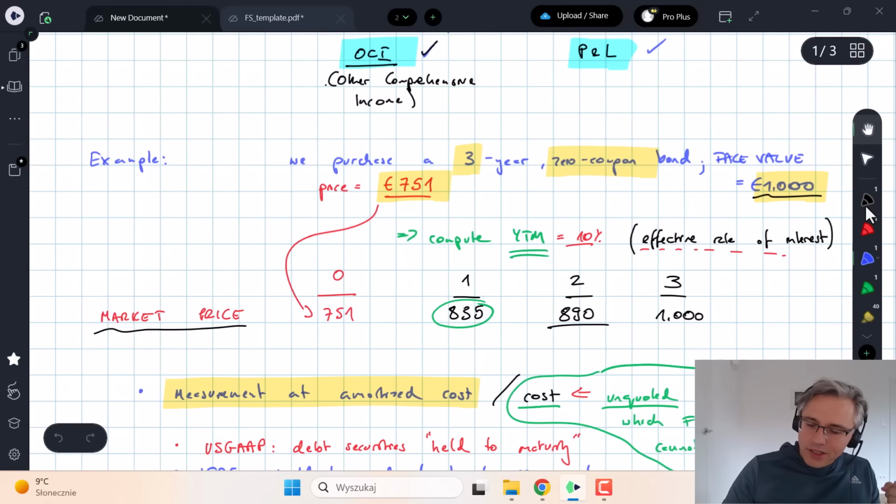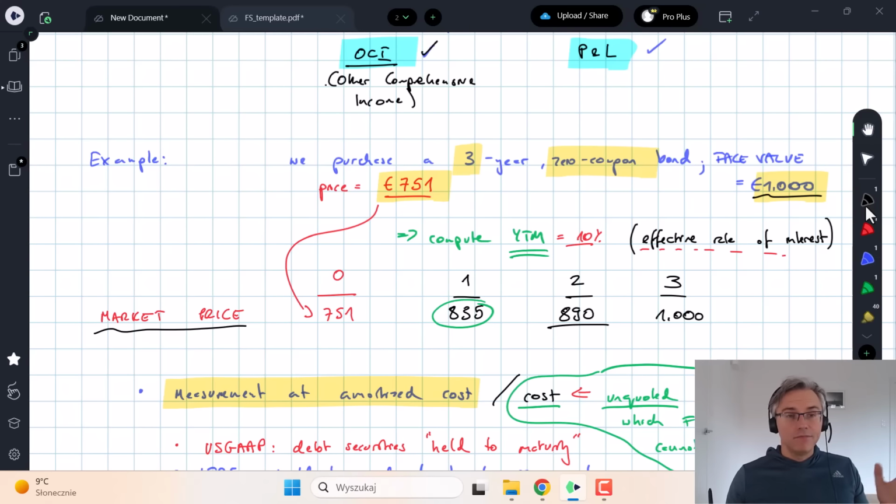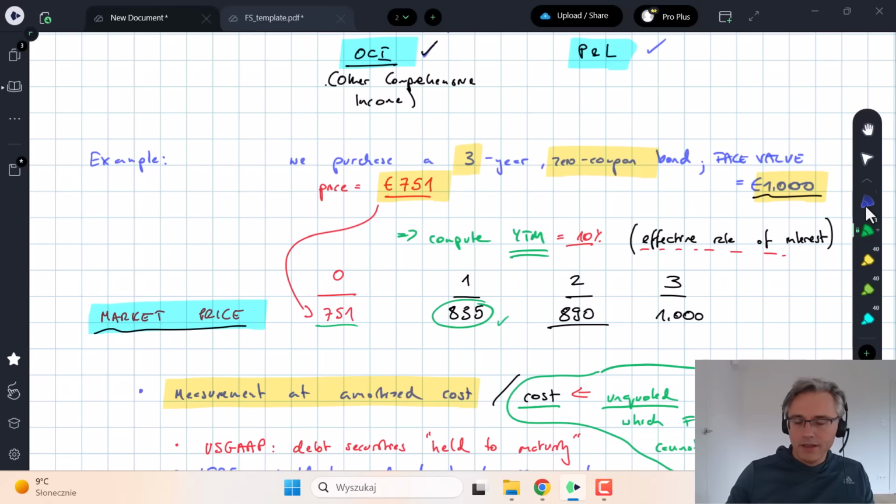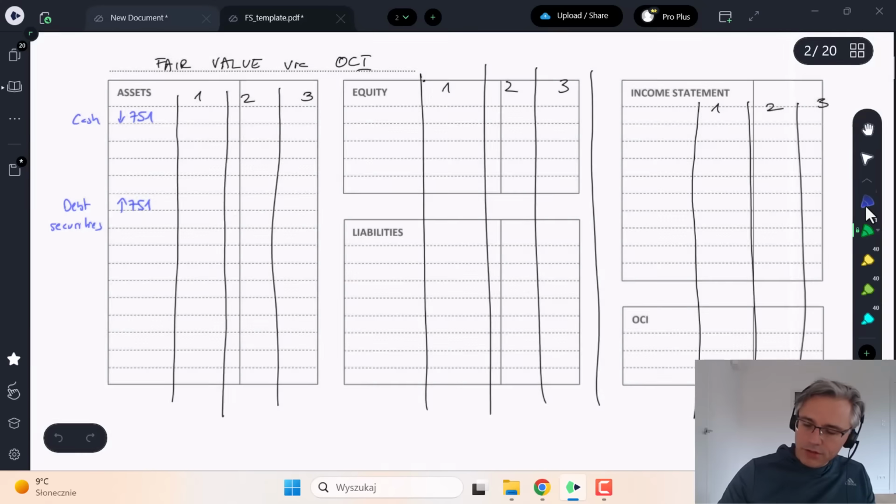Now, this time around, I'm not going to report the asset at some hypothetical amortized cost which exists in my Excel only, or on paper only. I'm going to really have to track what's happening to the fair value. That's the market price of the asset. So yes, it does begin at 751, but subsequently rises to 835, 890, and of course the ultimate 1000, which we reached under the other approach as well.